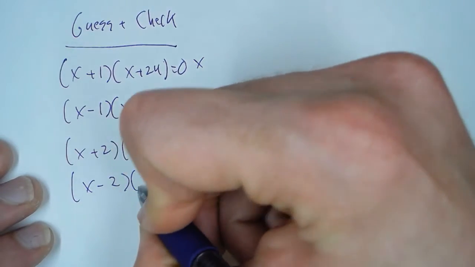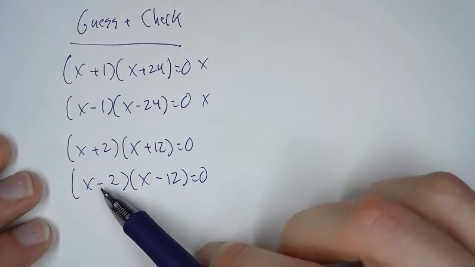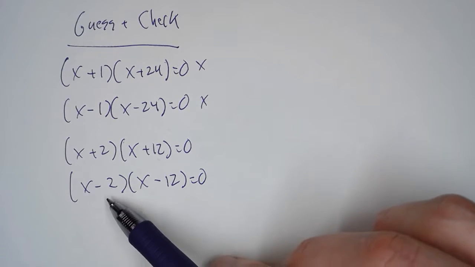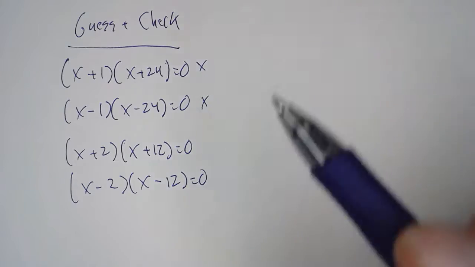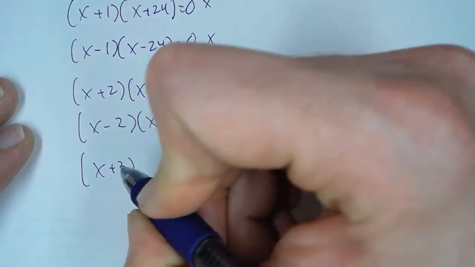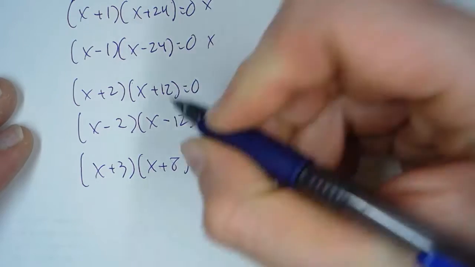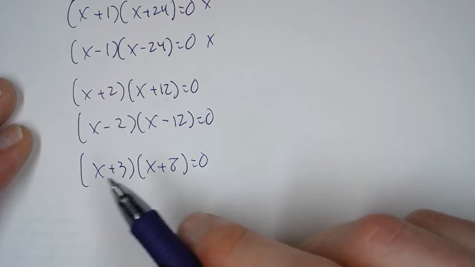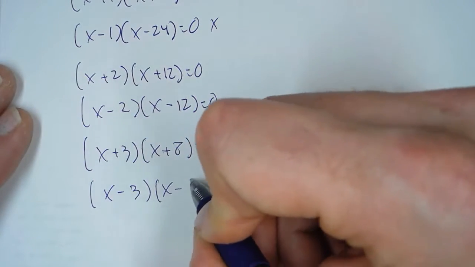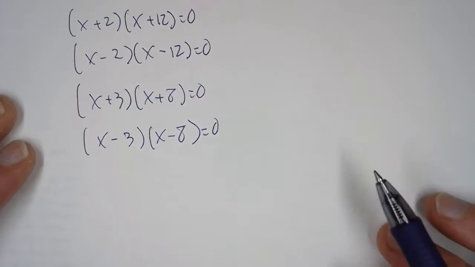x minus 2 and x minus 12. Here, these two solutions are, well, we've got 2 and 12. They're still 10 apart. So we'll keep going. So x plus 3 and x plus 8. So our solutions are negative 3 and negative 8. Those are 5 apart. And that's going to be the same for x minus 3 and x minus 8. The solutions are positive 3, positive 8. Those are 5 apart.